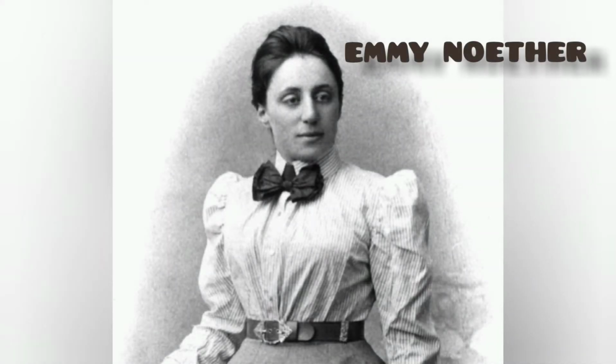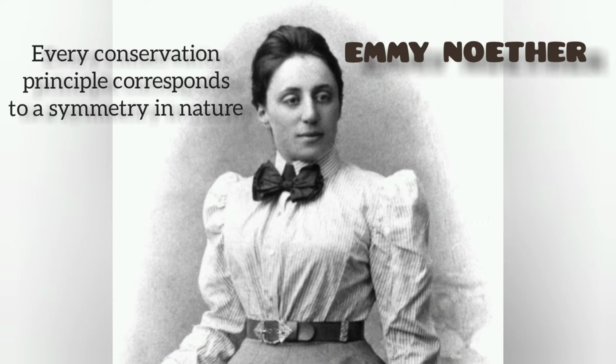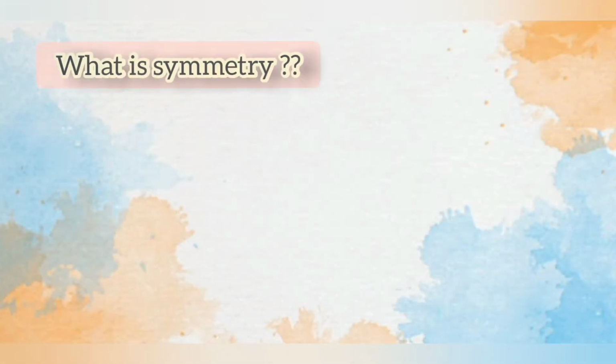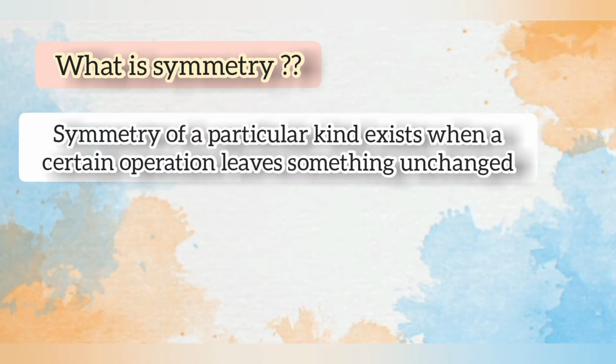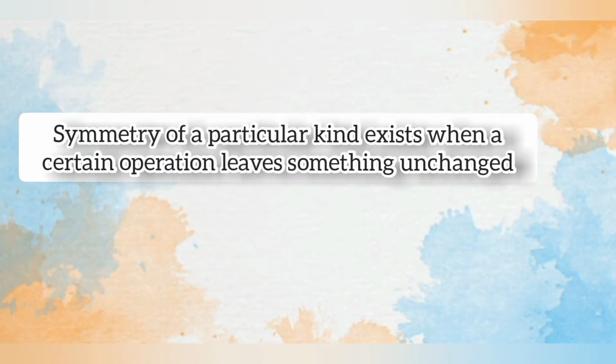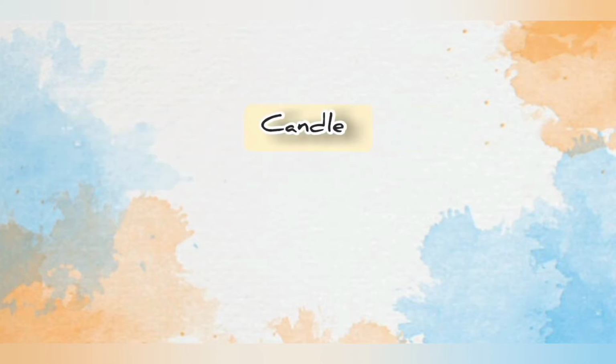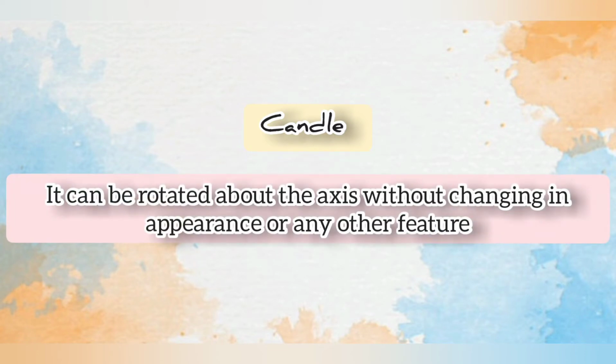A remarkable theorem discovered early in this century by the German mathematician Emmy Noether states that every conservation principle corresponds to a symmetry in nature. In general, a symmetry of a particular kind exists when a certain operation leaves something unchanged. A candle is symmetric about a vertical axis because it can be rotated about the axis without changing in appearance or any other feature. It is also symmetric with respect to reflection in a mirror.